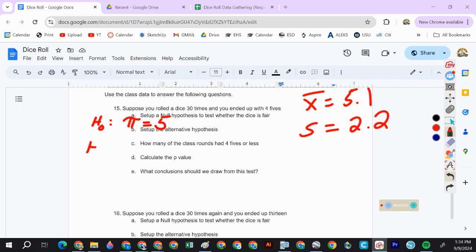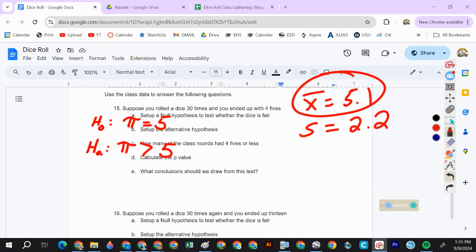But the alternative hypothesis, H sub A, is going to say pi is greater than 5. Why did I pick greater than? Because my sample average is greater than 5. So it doesn't make sense to set up my alternative as pi is less than 5 because less than 5 didn't happen. Okay? So my sample result helps me choose the alternative hypothesis. Okay?